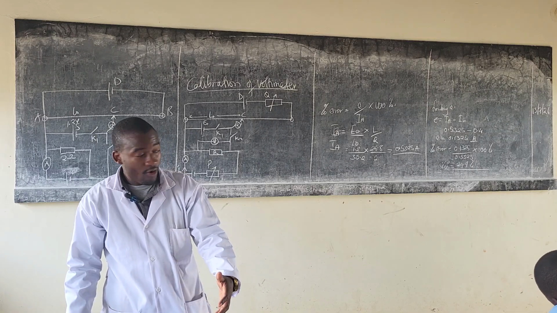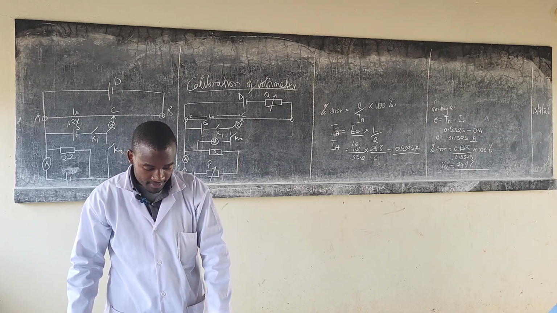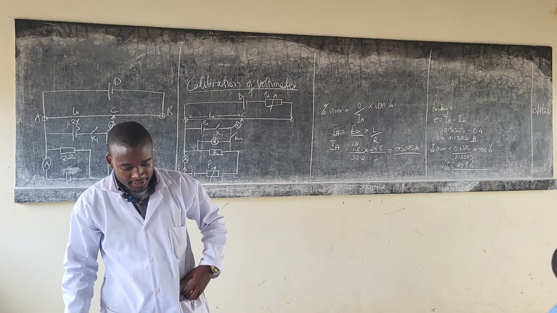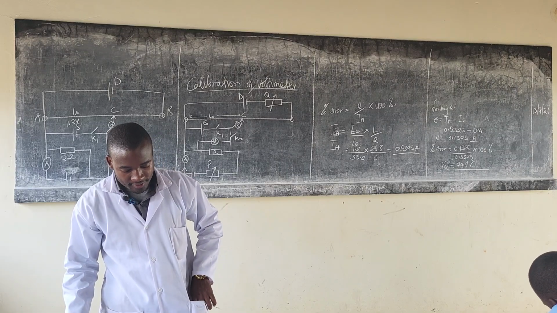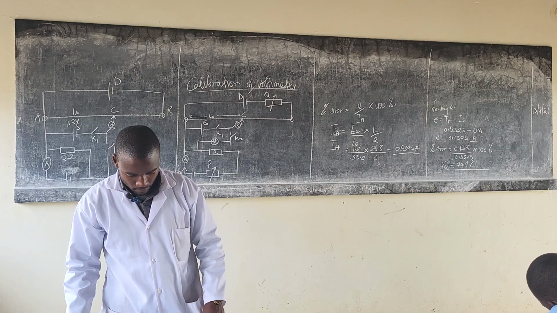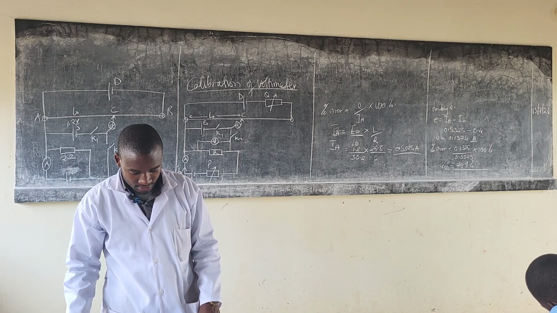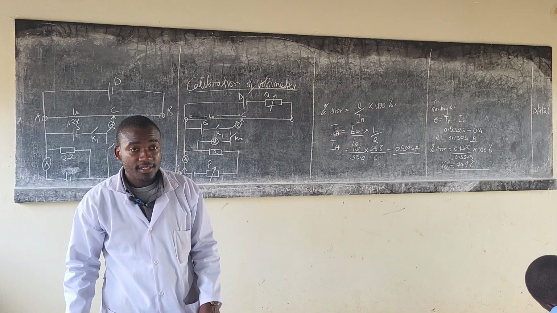Was it above or below? Above. Switch K1 is closed while K2 is left open.